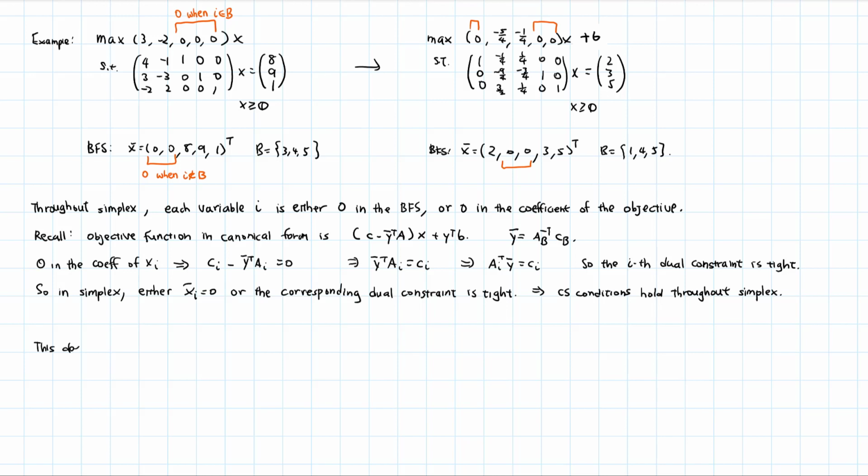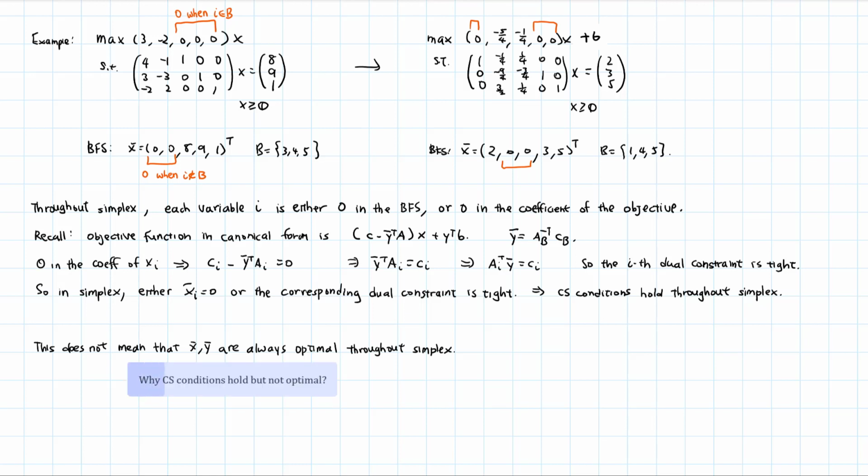But this does not mean that x bar, y bar are always optimal throughout simplex. Certainly, it does not make sense to have optimal solutions throughout the algorithm. But can you explain why satisfying CS conditions here does not always mean that it is optimal? The reason is that y bar could be infeasible.